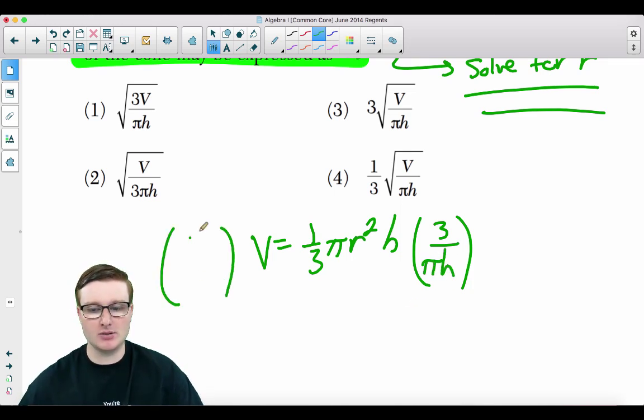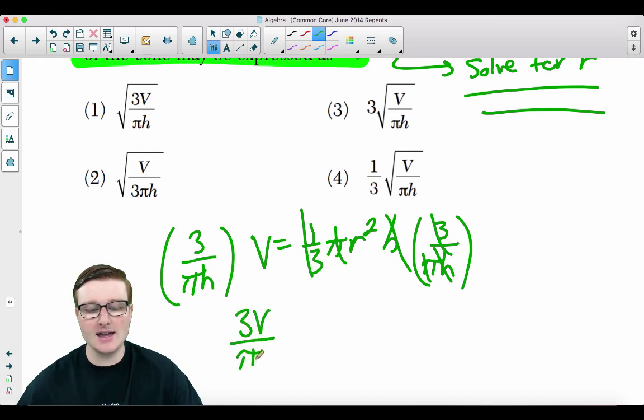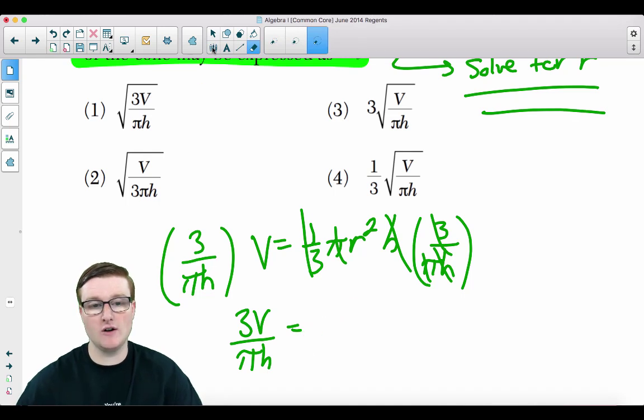And I'm going to repeat the process on both sides. So 3 over pi h. 1/3 cancels with 3, pi cancels with pi, h cancels with h. So we get 3v over pi h, because 3 times v is just 3v, over pi h is equal to r squared. And now we take the square root of both sides.